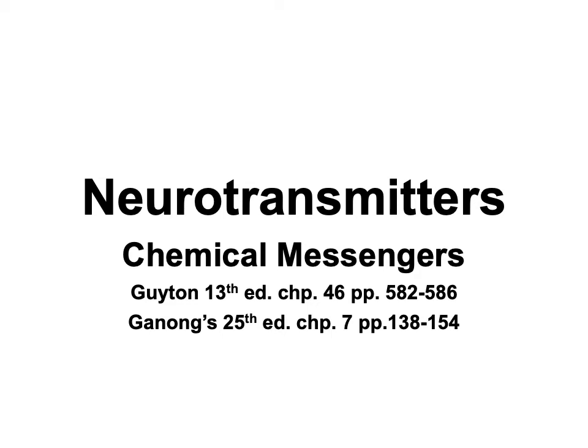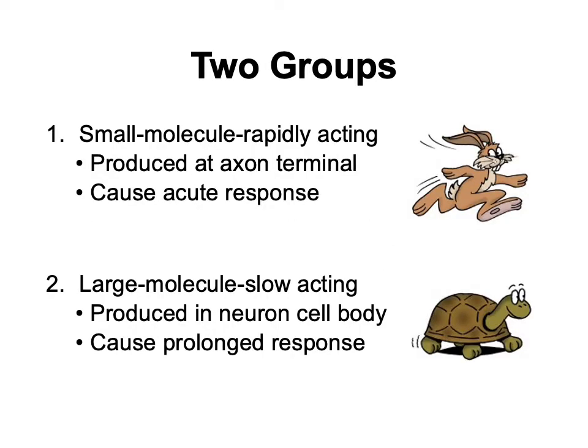This week's module will cover chemical messengers known as neurotransmitters. There are two groups of neurotransmitters, small and large. The small molecules are rapidly acting. They are produced in the axon terminal itself and recycled there. And they cause an acute response of the subsequent or receiving neuron.